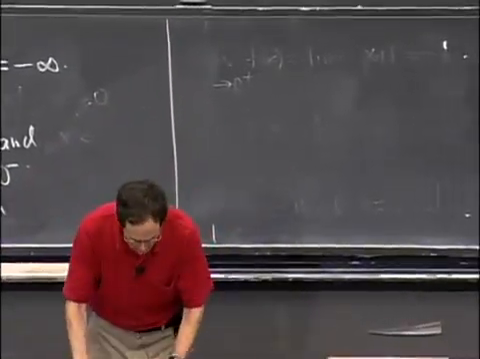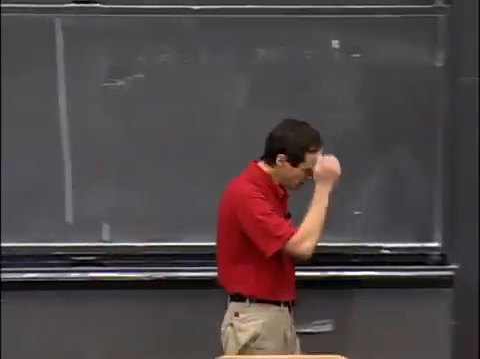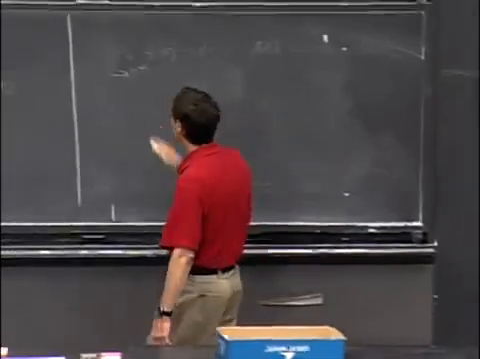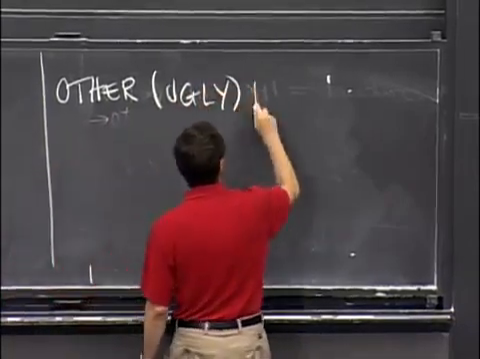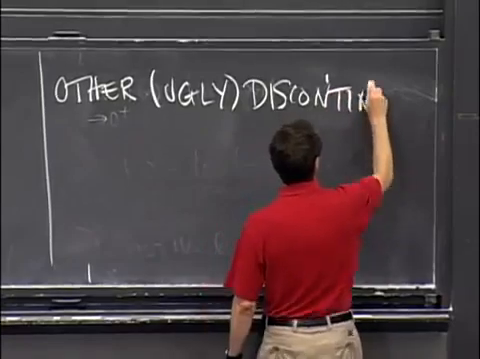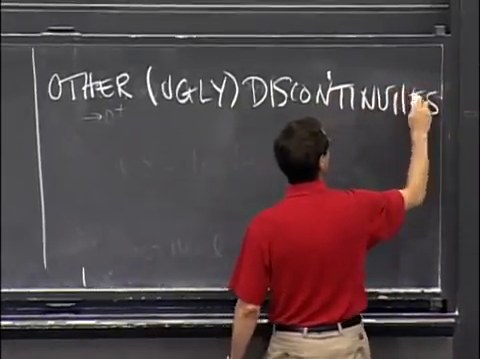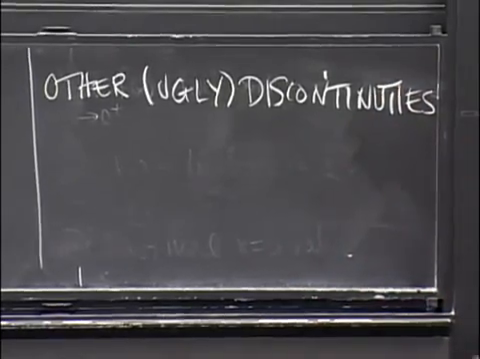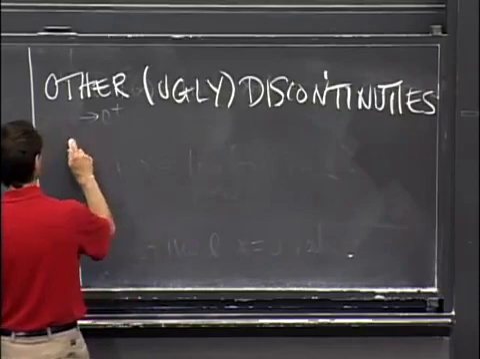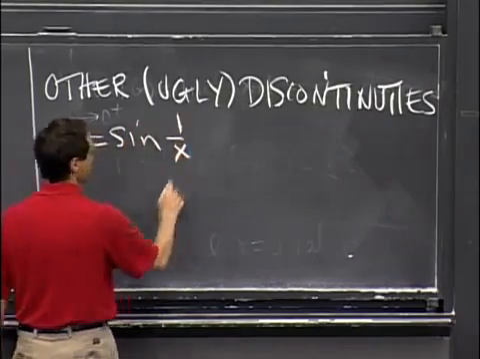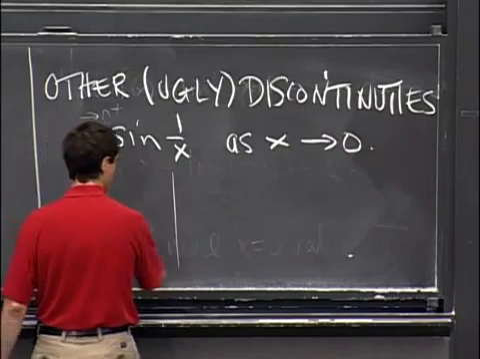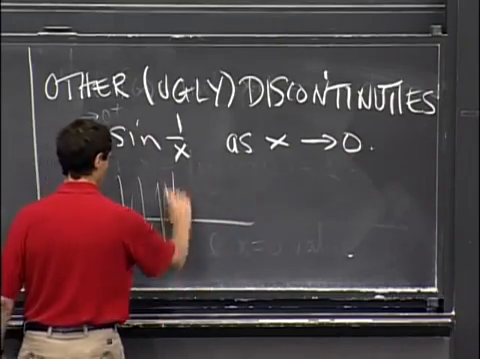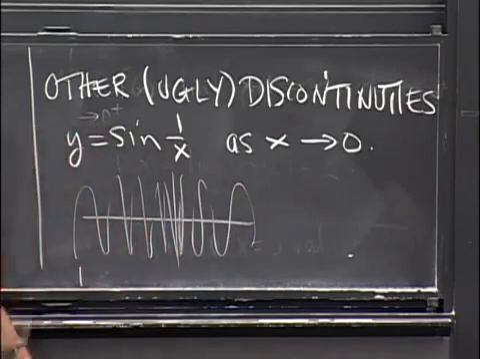Okay, now there's one last kind of discontinuity that I want to mention briefly, which I will call other, ugly discontinuities. And there are lots and lots of them. One example would be the function y is equal to sine 1 over x as x goes to 0. And that looks a little bit like this. Back and forth and back and forth. It oscillates infinitely often as we tend to 0.